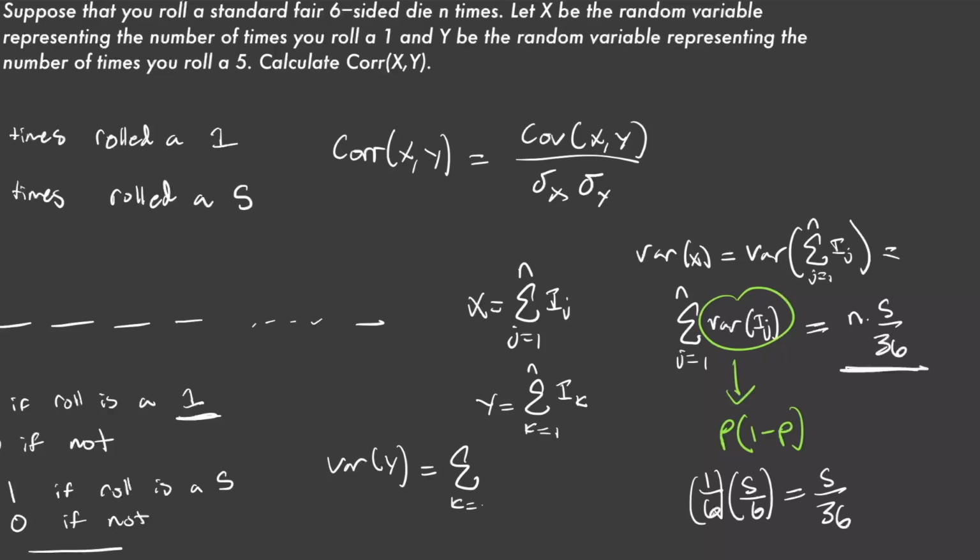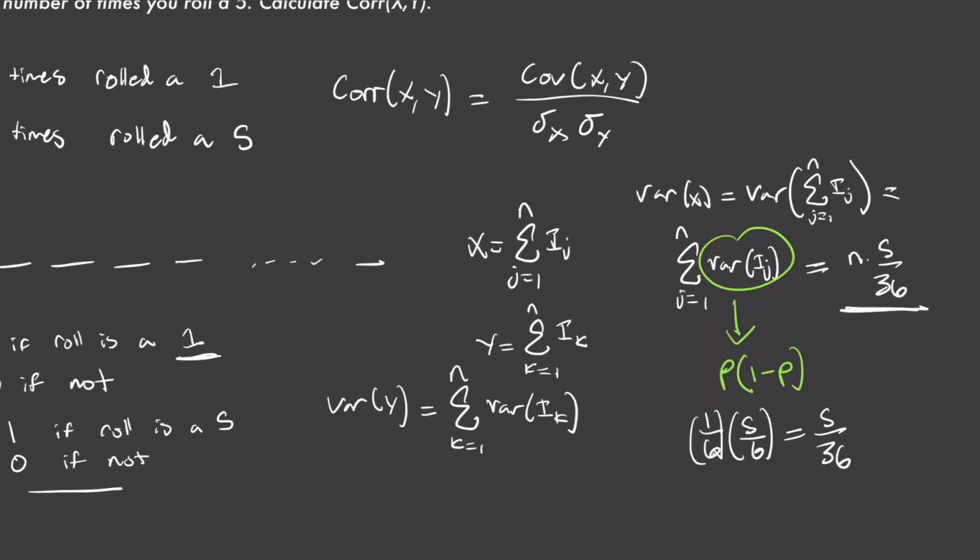We can just sum from k equals 1 to n of I sub k, right? And that's going to be the variance of I sub k on the inside here. So again, because all these dice rolls are independent, we don't have this extra covariance term, right? So we can just have this. Now the variance of this indicator is just going to be p times 1 minus p. So what's the probability on a random roll that I get a 5? Well, again, it's going to be 1/6.